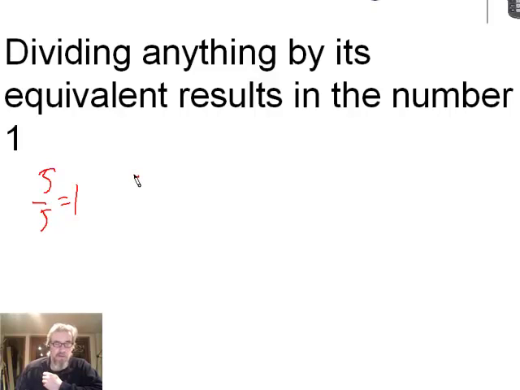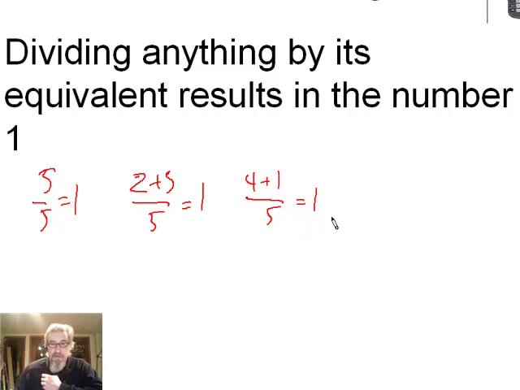I also know that 2 plus 3 divided by 5 is 1. I also know that 4 plus 1 divided by 5 is 1, because 4 plus 1 is 5. So that means also that 2 plus 3 divided by 4 plus 1 is also 1. No matter what form of 5 I have in the top and the bottom, as long as I have 5 in the top and the bottom, it's 1.